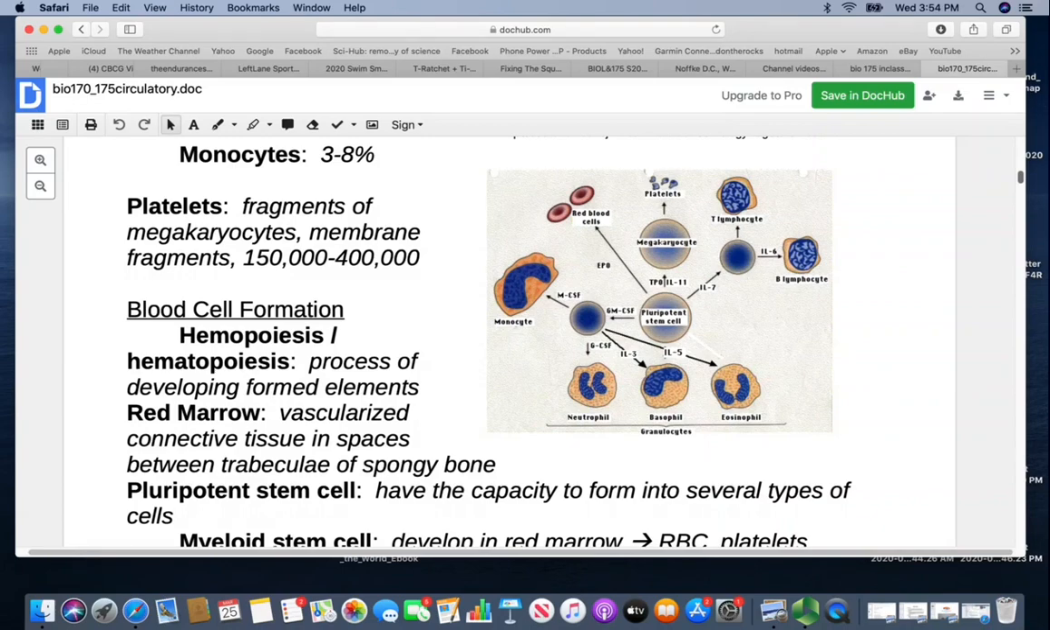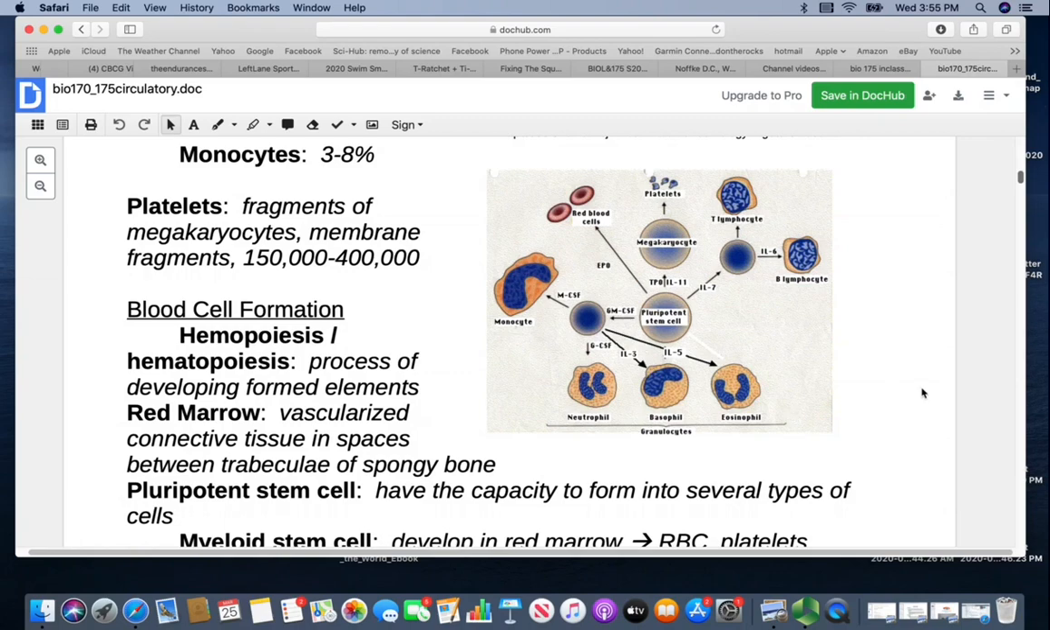This diagram here shows you starting with this pluripotent stem cell. Pluripotent stem cells have the ability to form several different cell types. So on here you can see this one moving into lymphocytes, the megakaryocyte, red blood cells, monocytes, neutrophils, basophils, eosinophils. These things like the IL-7 or EPO are chemical signals that are going to tell it which type of cell to develop into.